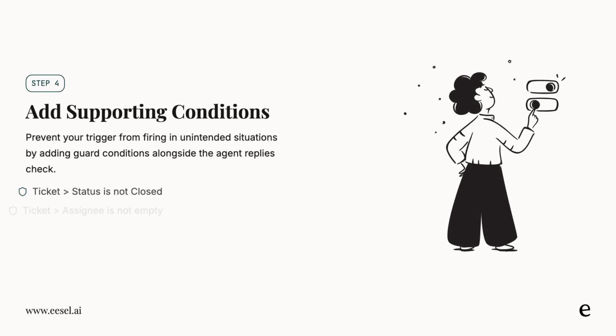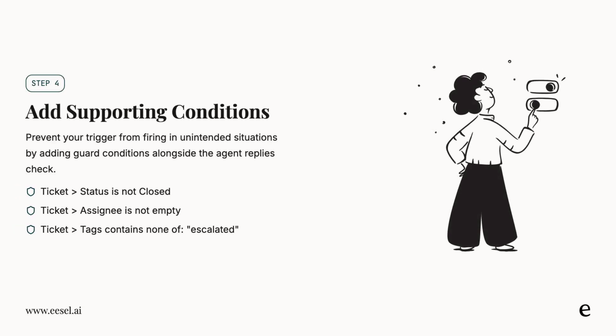Without guard conditions, your trigger can fire multiple times on the same ticket or fire on tickets that should be excluded. Add a check that the status is not closed, that the ticket has an assignee, and that the escalated tag is not already present. These 3 conditions prevent most unintended re-escalations.